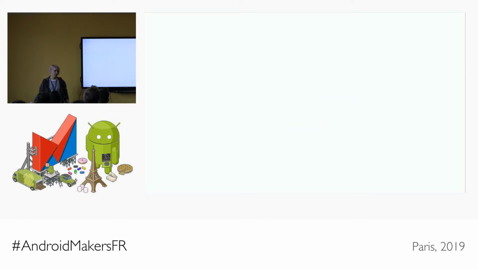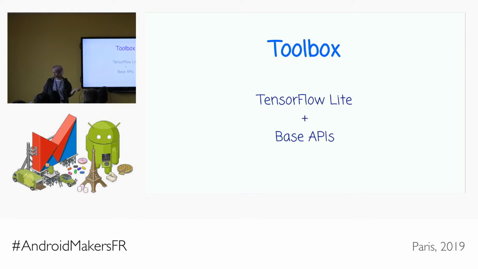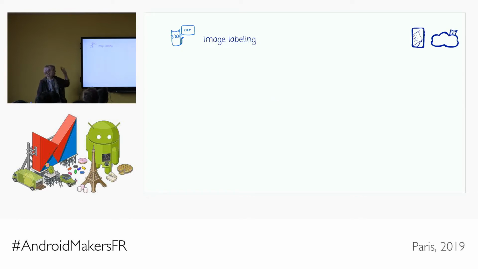But MLKit is not only for custom models, it's a toolbox. And in this toolbox, you have this part for custom models with TensorFlow Lite, and you have this other part called out-of-the-box solutions, API based. Let's take a look at it. So you have some features available on MLKit. Some are available on device, so you fetch the model and run it directly on device. And some are available on cloud, so you send your data and run it on Google Cloud.